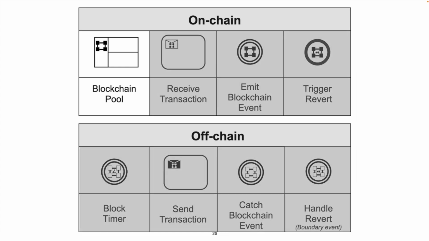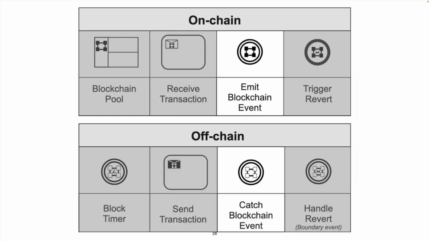Starting with the blockchain pool, this is the main element in this extension. What happens inside this pool is basically the blockchain logic or the blockchain data. Then we have receive and send transaction, which is a task that represents transactions being sent from off-chain to on-chain. And we have the events.